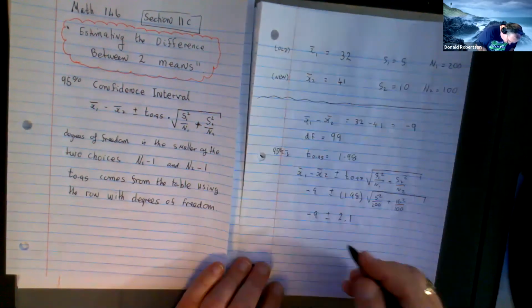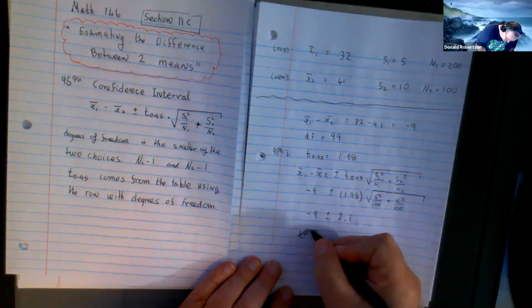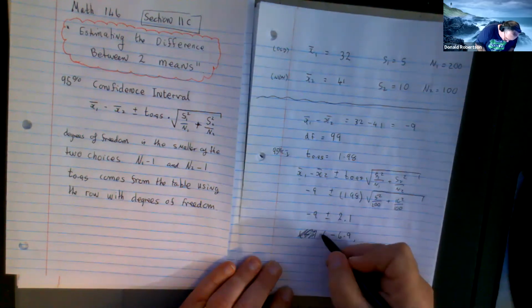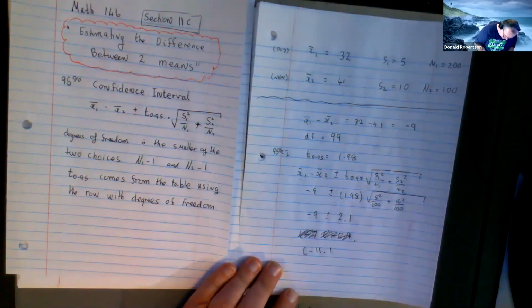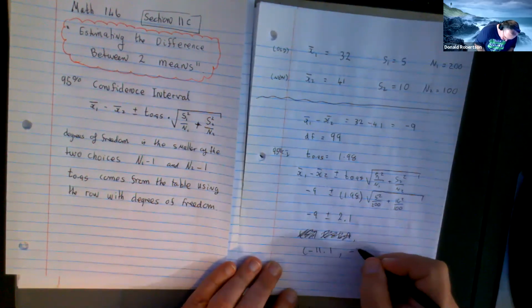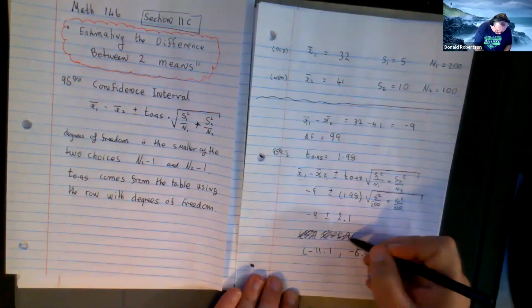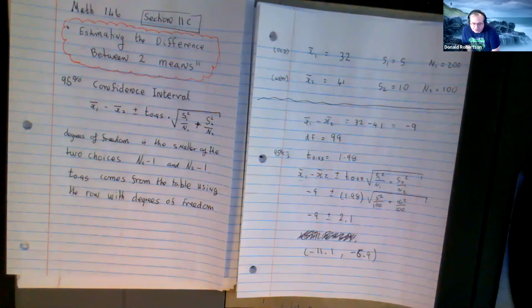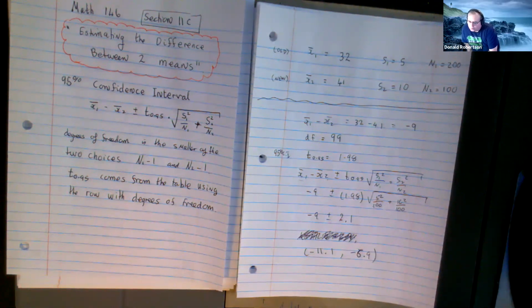So our interval could be anywhere between negative, is it 7? No, it's going to be negative 6.9. There we go. I still can't count to save myself, sorry. Third time lucky. Negative 11.1. Good. To negative 6.9. Right, so we have a confidence interval that we believe the difference between the two treatments is somewhere between -11 and -7, very roughly. All those numbers are negative.